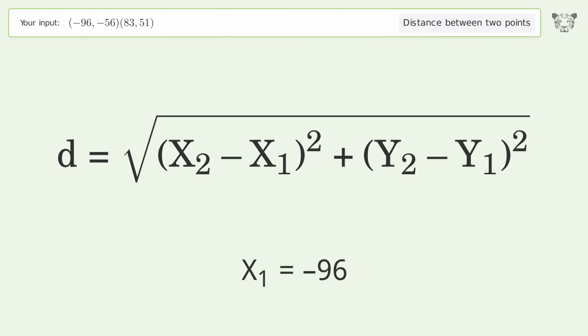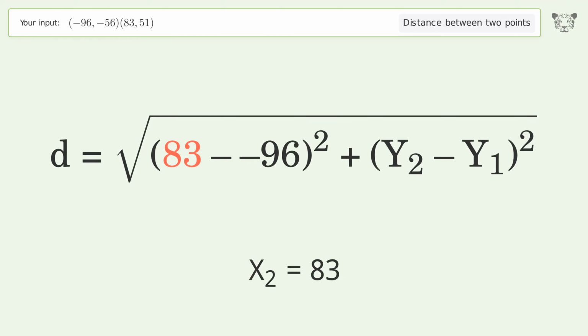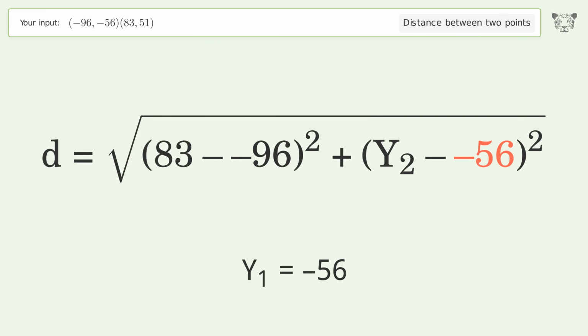x1 equals -96. x2 equals 83. y1 equals -56. y2 equals 51.